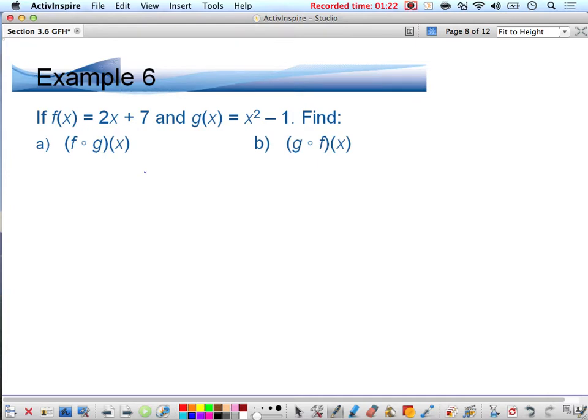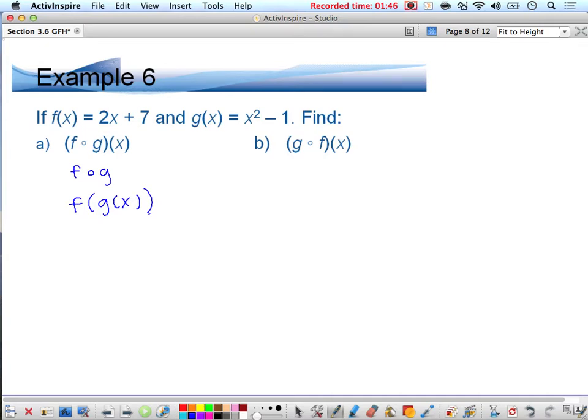Now there are other ways to write it. Sometimes it's just written shorthand as fog, f little o g. Sometimes in shorthand you'll see that with a tiny o. People will just read it fog. What it really means and is said is f of g of x. That's what it's asking you to do. It's asking you to find f of g of x.